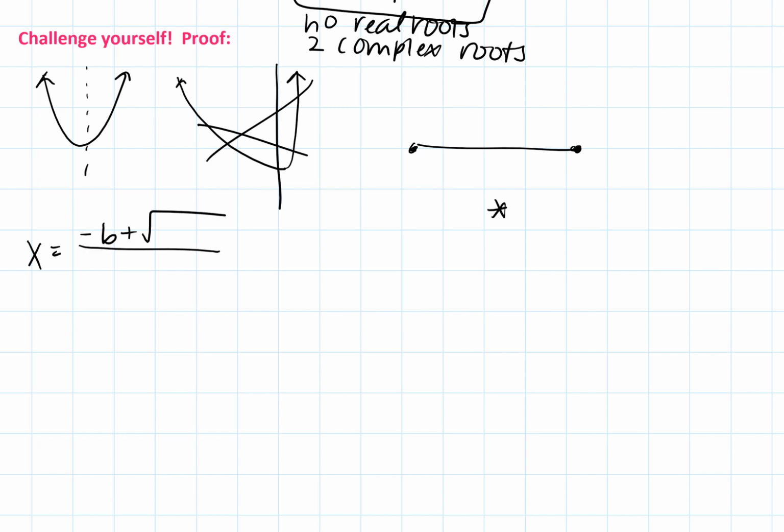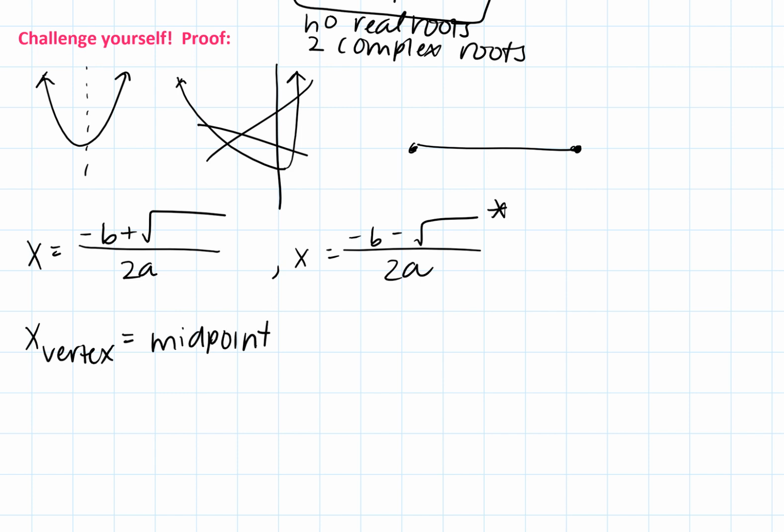So if you have a root at -b plus the square root of b squared minus 4ac all over 2a, and you have another root at x equals -b minus the square root all over 2a, that's where your roots always are. Remember, the quadratic formula always works. Then the x value of the vertex is the midpoint or average of the x values of the roots.